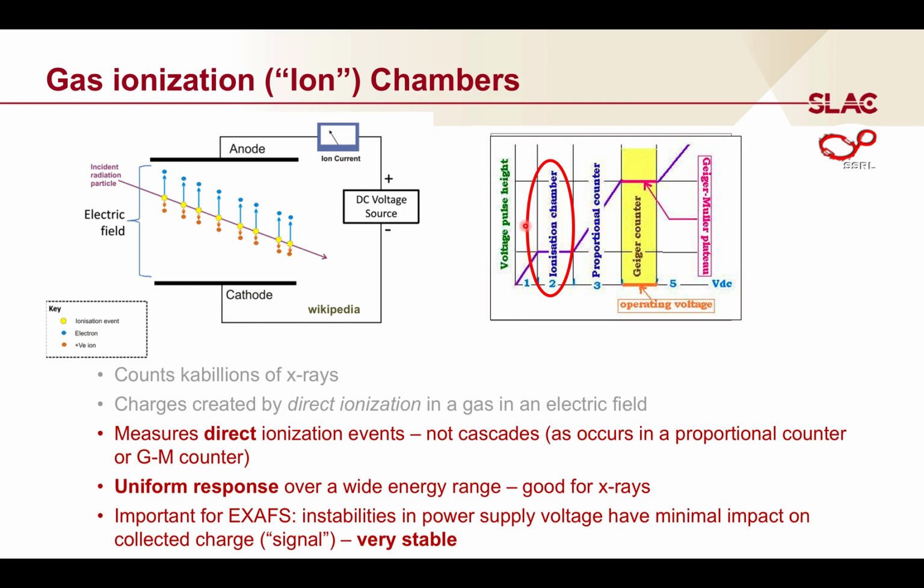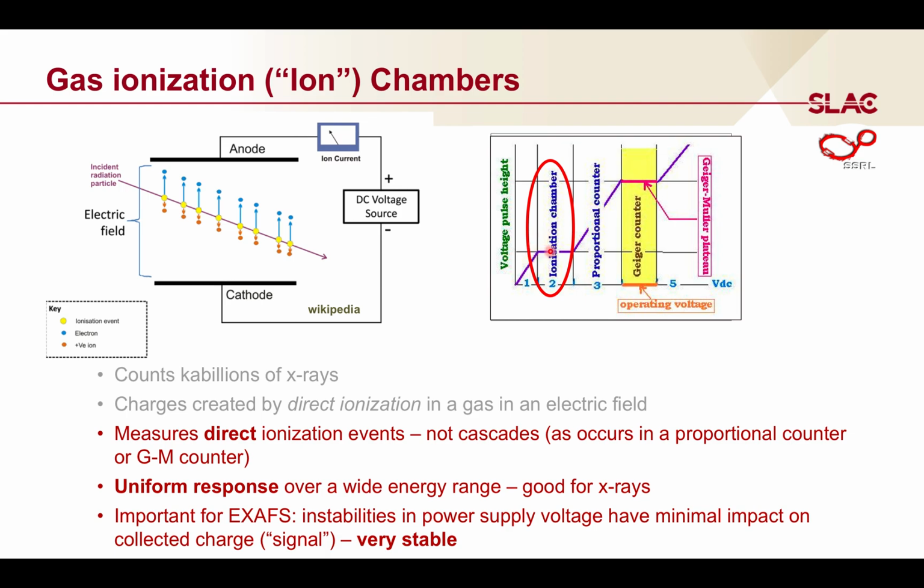I just want to point out that if you ramp up the voltage that's applied between these plates and just measure the signal that comes out of this detector, then you go through a ramp initially, and then you hit this ionization chamber level. And if you keep ramping it up, then you go through another set of regimes, proportional counting, Geiger counting, etc. So we want to stay firmly in the ionization chamber regime because we want to measure direct ionization events, not cascades. We want a uniform response over a wide energy range. We get that in this ionization chamber regime.